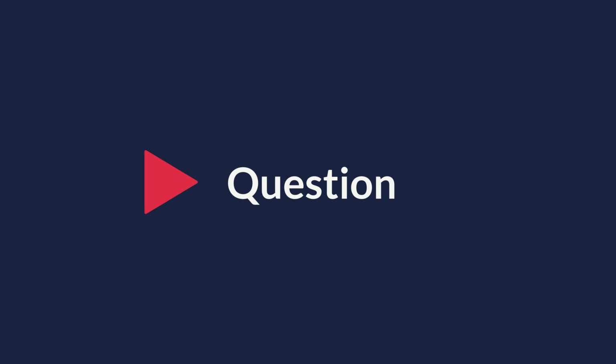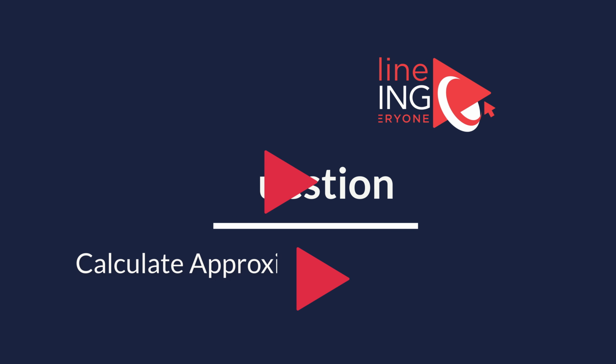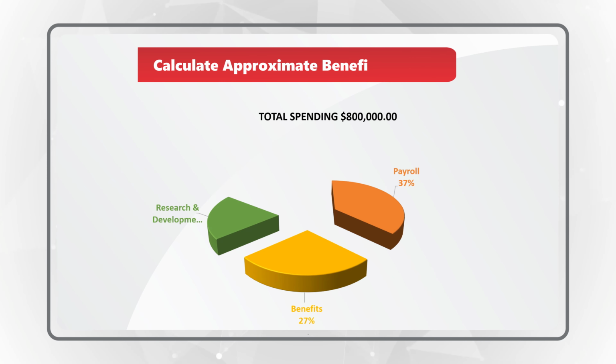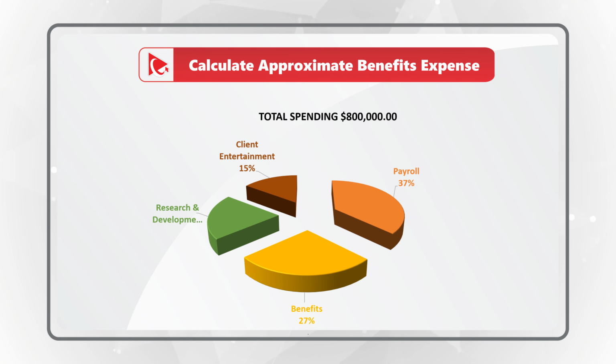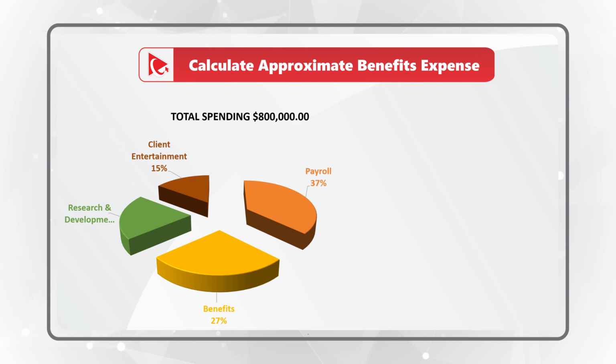Here's an amazing question with unusual twist, which tests your knowledge of the pie charts. You're presented with total spending for the organization, and you need to calculate approximate benefits expense. In addition to benefits expense, you see payroll expense, research and development expense, as well as client entertainment. And your final selection is within one of four possible choices.